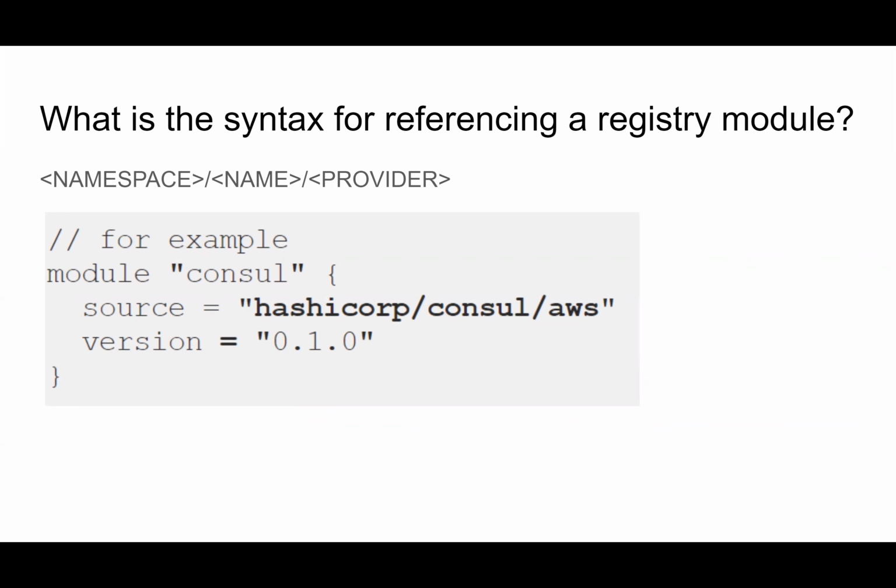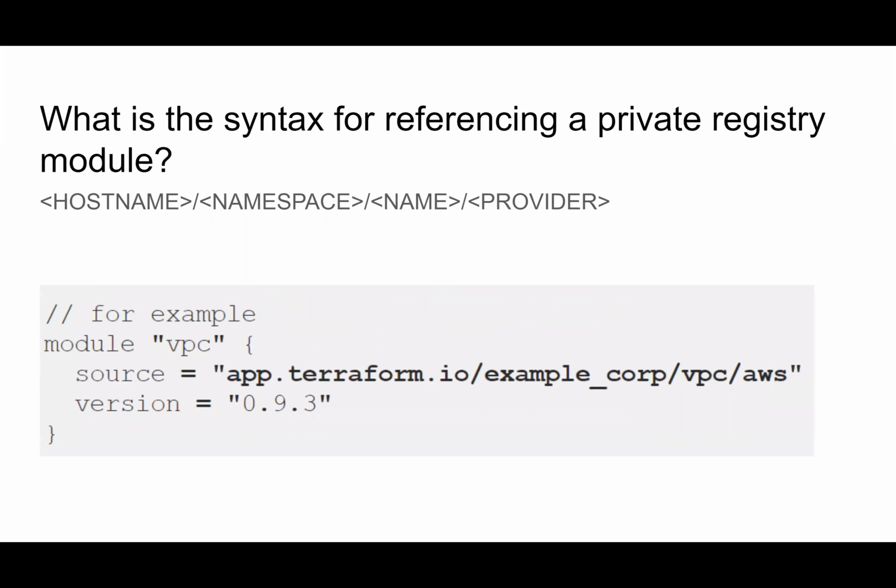What is the syntax for referencing a registry module? So whenever we're specifying the source from the Terraform registry, we'll use a namespace, the name, and the provider. So in this case, our namespace is hashicorp. The name is consul, and the provider is aws.